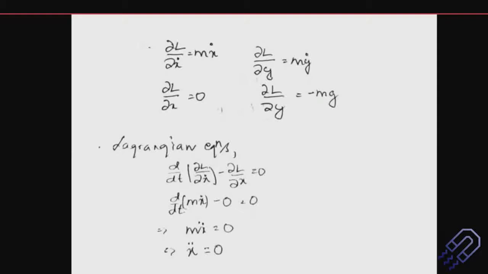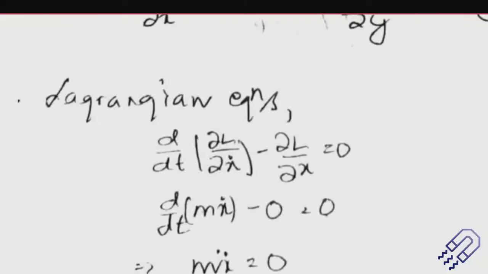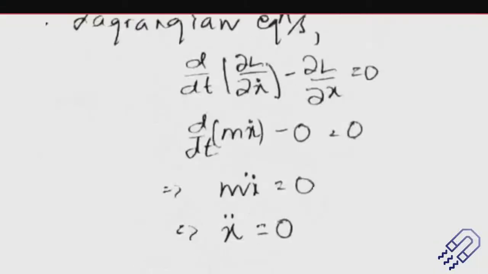So if we just plug into this, d/dt of (del L del x dot) minus del L del x is equal to 0, just do it. So it is m x double dot is equal to 0, right? So I can simply write it down as x double dot is equal to 0. m is anyway the constant mass of the system.